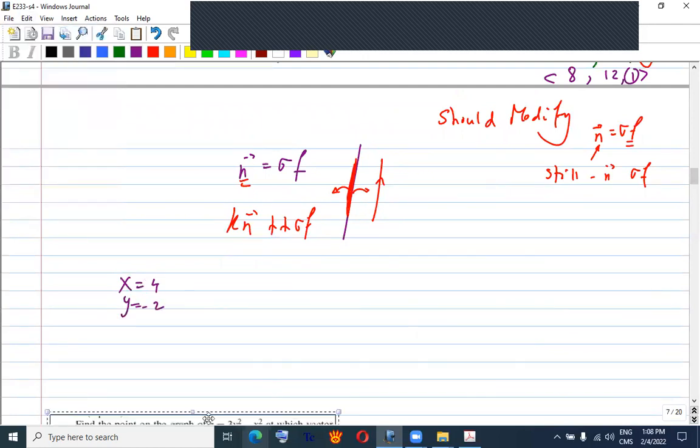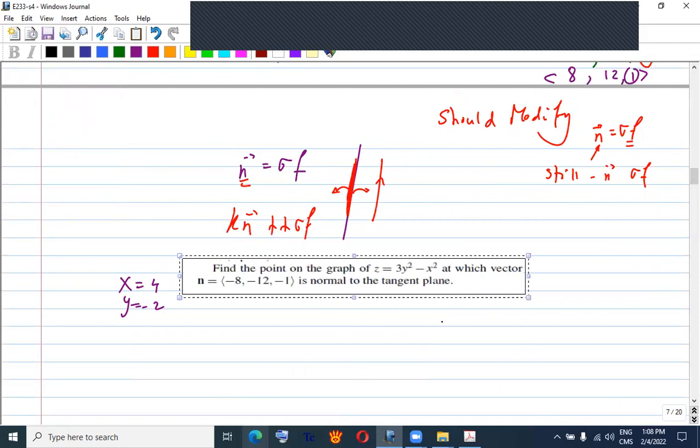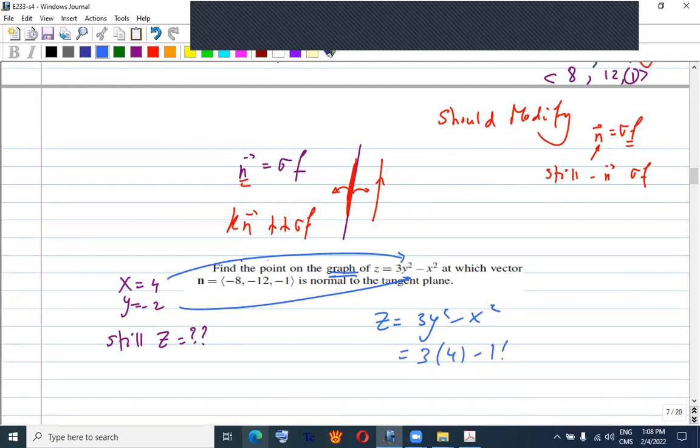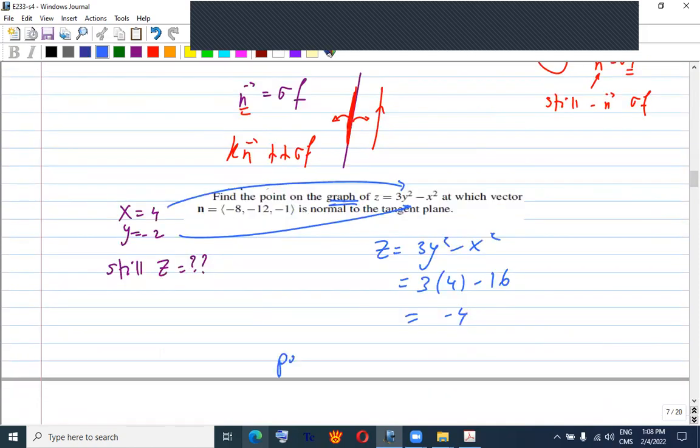Okay. I'm putting back the equation to see it. Still Z, because you need the point. Okay, you say that the point belongs, so you have the right to plug it in. Okay, you get the Z. So the Z is 3y squared minus. You plug in the numbers you got. Okay. You get Z to be -4. So the point would be X, Y and Z. Any question? No. Good? Yeah.